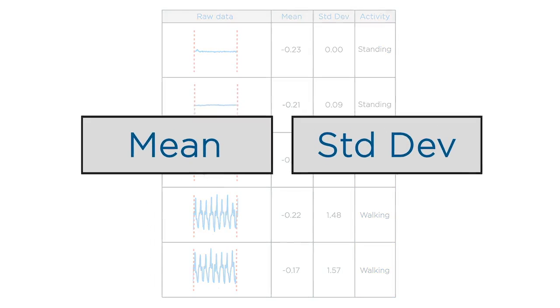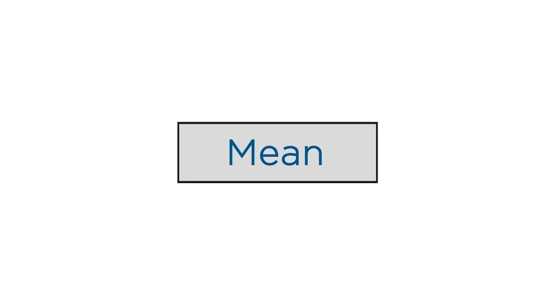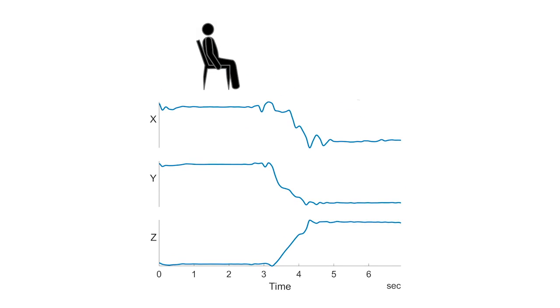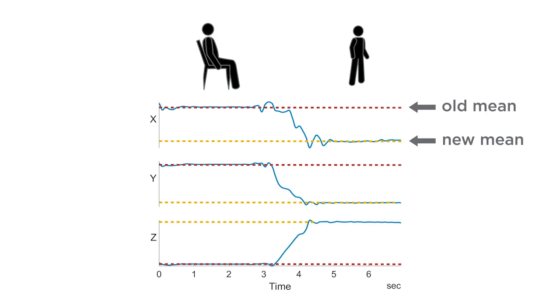So what types of summary statistics are useful? A simple mean calculation might be enough to tell apart static activities, like sitting versus standing, since the sensor is probably in different orientations between activities. When you're sitting still, the accelerometer reports a constant value for each axis. When you stand up, the accelerometer output for each axis moves to a different constant value. You can detect this change by calculating the mean values for different windows.